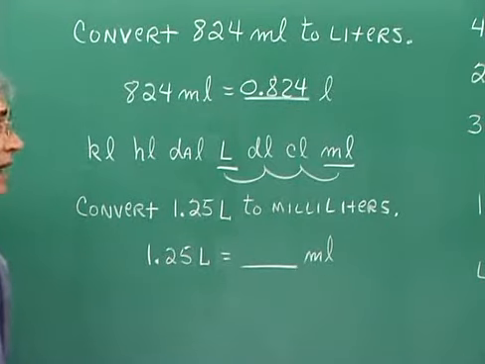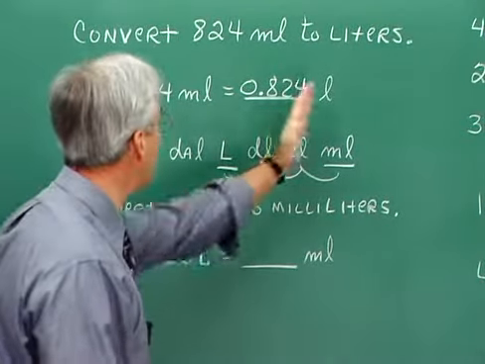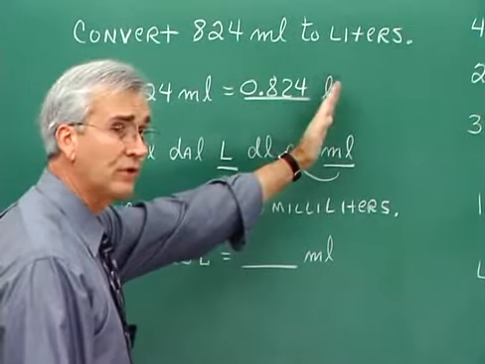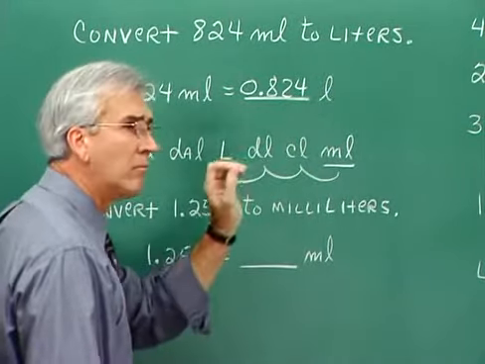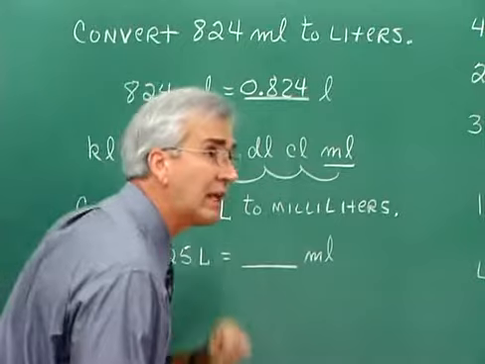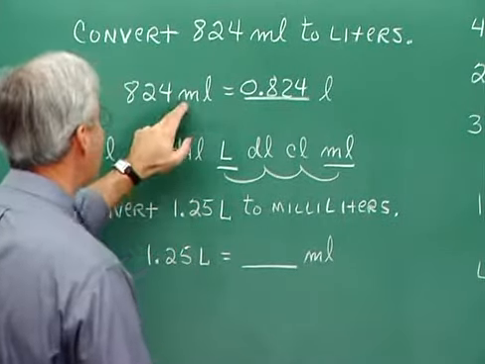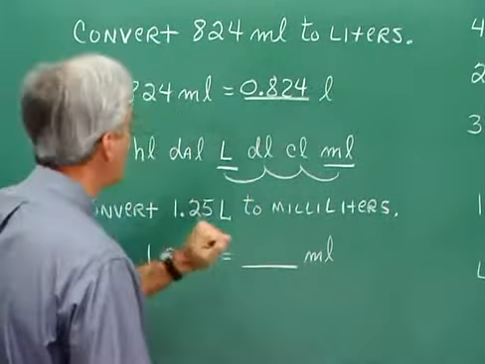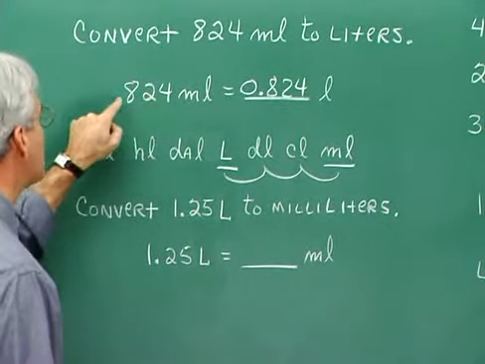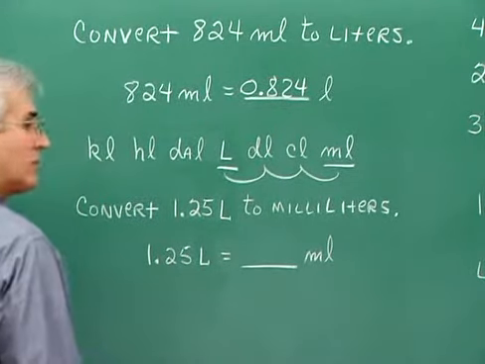Now, the other way to think about it is like this. We're going from milliliters to liters. We're going from small units to a larger unit. Larger unit, less of them, divide to get less, divide by the number of milliliters in a liter, that would be 1,000. Divide by 1,000, move the decimal 3 places over, get the same result.